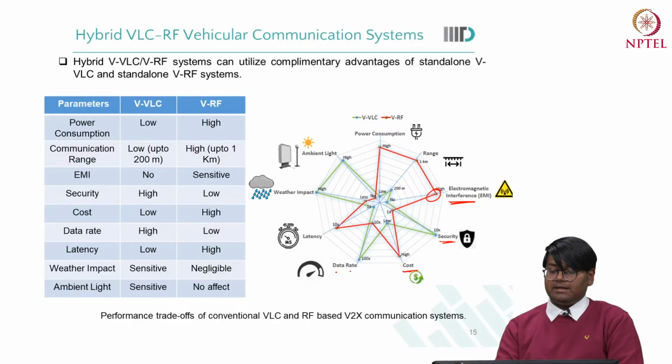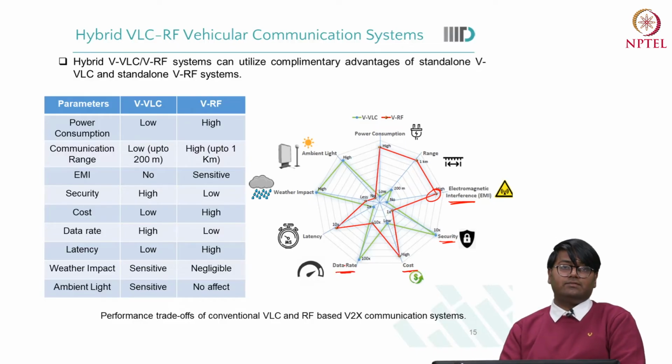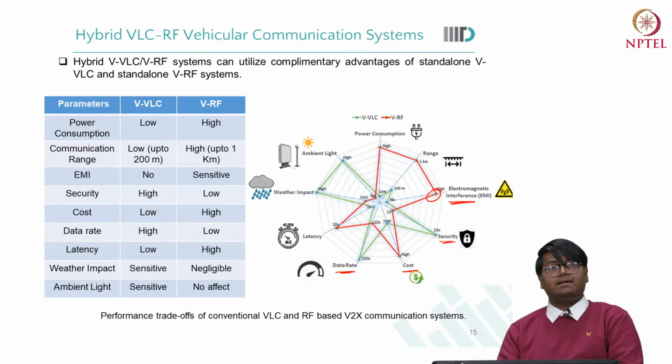Then, as we discussed earlier, vehicular VLC supports high data rate communication. So, in terms of providing high data rate, vehicular VLC is far better as compared to vehicular RF. When we consider the latency, in particular end-to-end latency, vehicular VLC offers lower end-to-end latency as compared to vehicular radio frequency communication.